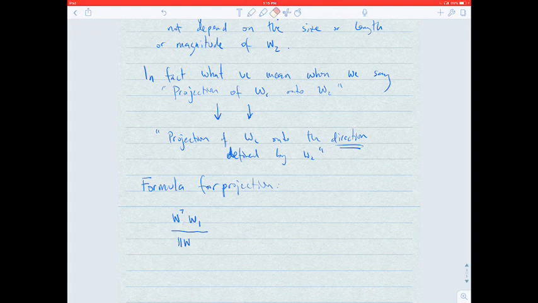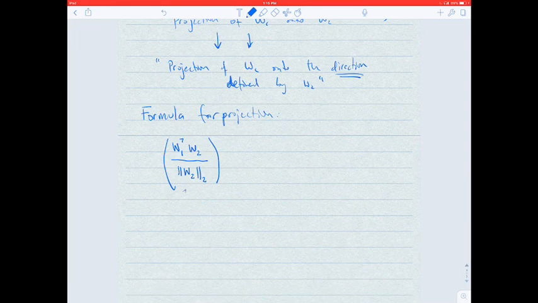sorry, I mixed up my indices here. Of course it doesn't matter, but I just want to be consistent with what I was doing above. The length of W2, I'll explain this notation in a second. Okay, so this is now a scalar, in other words, just a number. But a projection should not return a number. A projection of a vector, just like the example above, still has direction. So I need to multiply this by the vector W2. So this is the general formula.